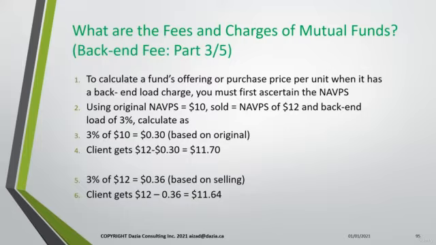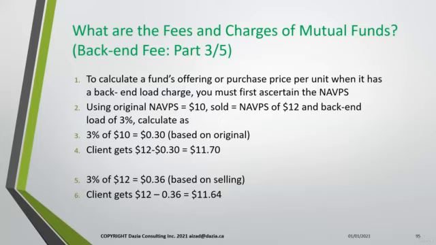In the case of the backend fee, it is applied when you sell the units or the funds. So to calculate that, you must again determine what is the NAVPS. What was the original? When you bought it, it was supposed $10. And now you're selling it and the NAVPS is $12. It was previously $10 and now it's $12. And let's suppose the backend fee is 3%.